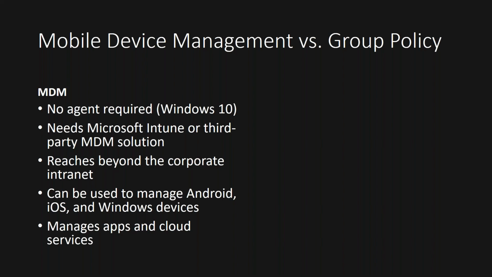So, what about mobile devices? Because a lot of devices now, of course, don't sit in the office. They're all over the place. Some of them may never even come physically into your office. And the great thing about MDM is that it reaches beyond your corporate intranet, because you have that connection out to the internet. It's all cloud driven. Whereas if you manage your devices with group policy, you need to make sure your devices, when they're out of the office, have some way to connect in order to get group policy updates. And of course, MDM can be used to manage lots of different devices, not just Windows devices, and you can also use it to manage applications as well, not just the operating system.